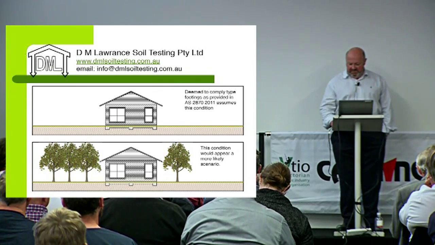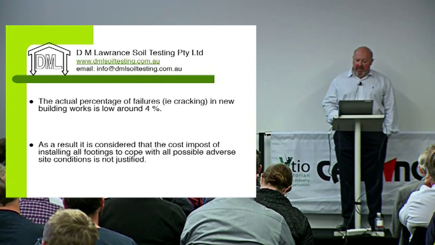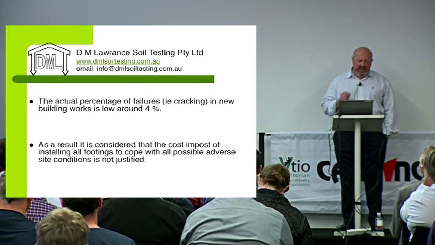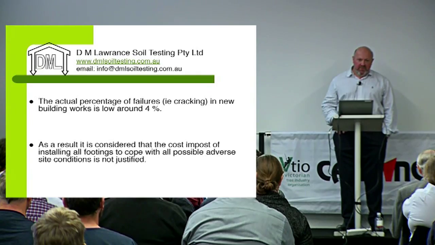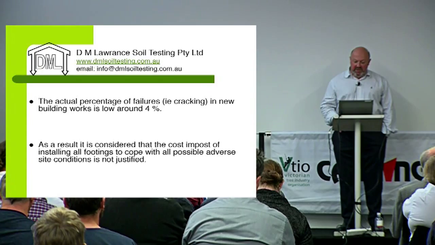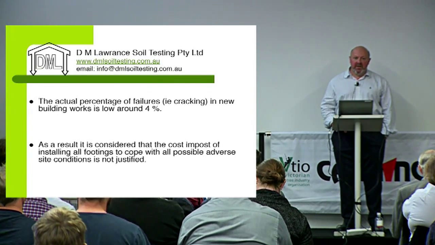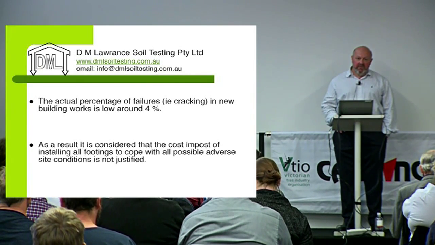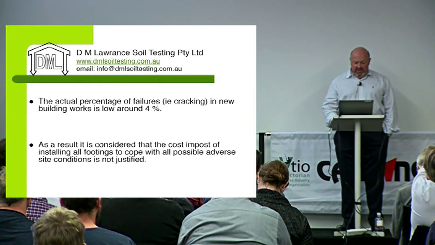It's a ridiculous system. Now, one of the reasons that the Code Committee and the people in power did it that way was because the actual percentage of failures or cracking in houses is relatively small. It's less than 4%. I'll discuss later how we can come up with solutions to build near trees. The problem is that they've decided that with such a low percentage failure rate, it would be too much of a cost impost to put on the 96 or 97% of the rest of the houses that don't suffer damage to have a footing system that would be completely compliant with all situations.